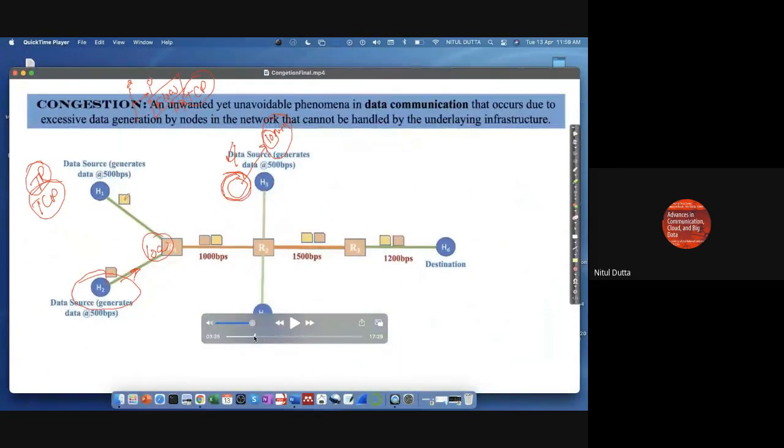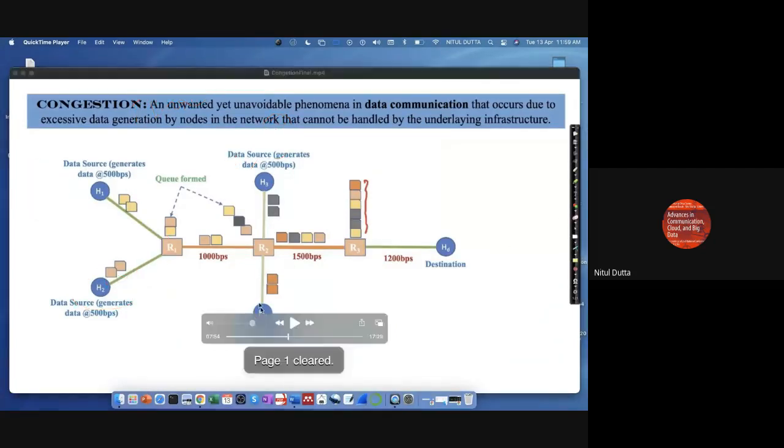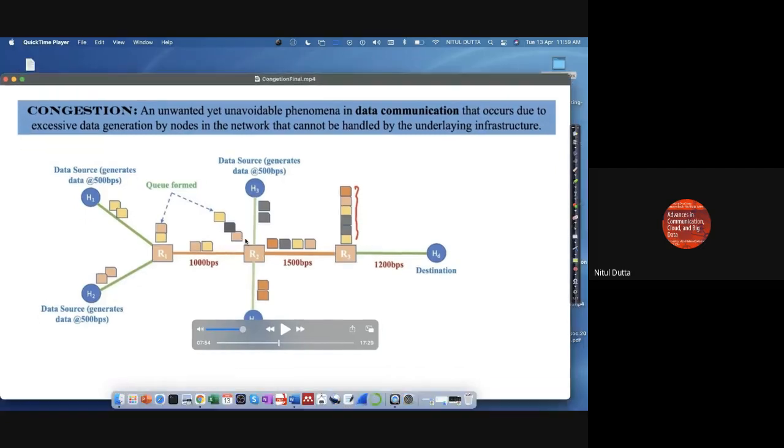Let me go back where I can explain properly. This is clear. Okay. So suppose in this condition, see here, this R2 is not suffering any packet loss, right?